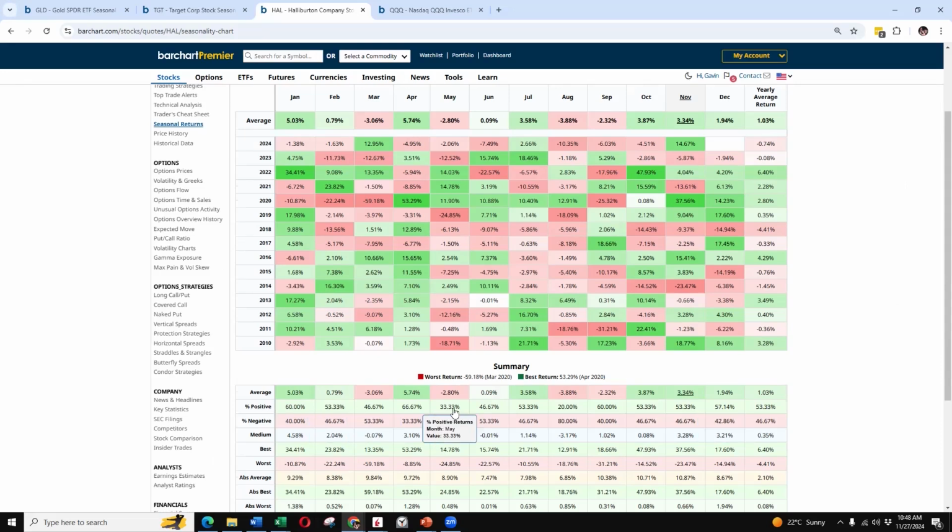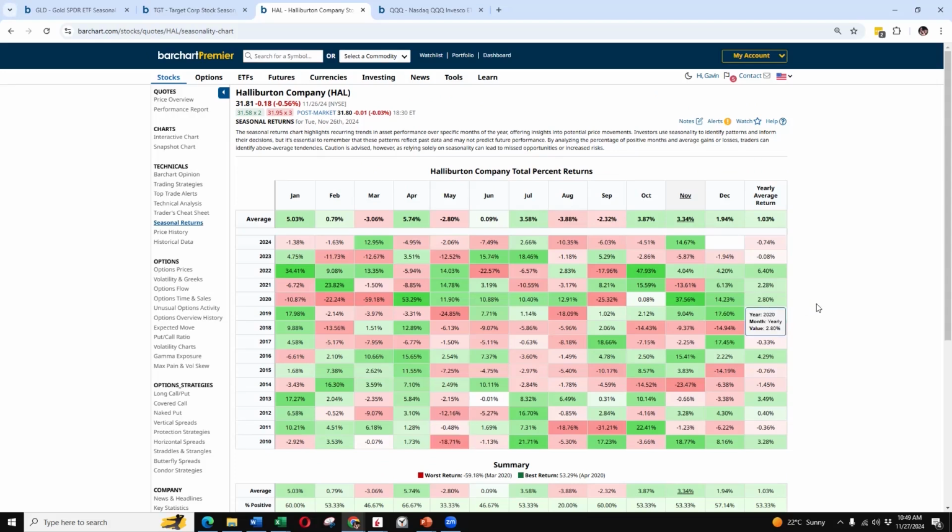And then we've got some weaker months here in May, August, and September with negative returns, and particularly August with only 20% positive returns, and May with only 30% positive returns. So some very interesting data there on Halliburton.